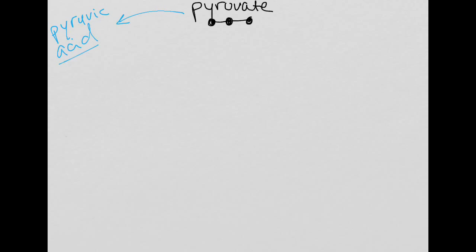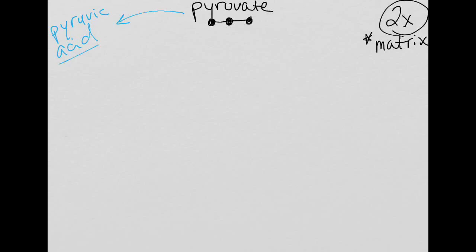You do have to know that the entire cycle takes place 2 times because there are 2 pyruvates made in glycolysis. The other thing that you need to know is that all of these reactions take place in the mitochondrial matrix. Again, an awesome name for a place in the mitochondria.